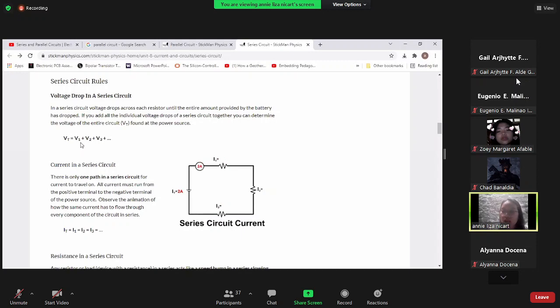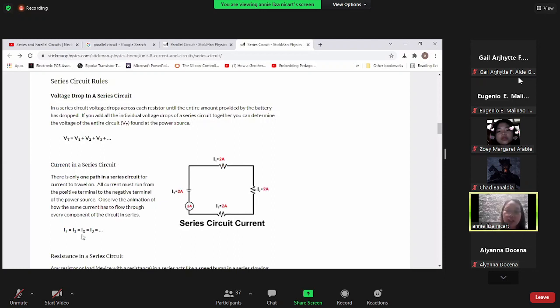V1 is the voltage drop in the first load. V2 is the voltage in the second load. V3 is the voltage in the third load. So when you add them all, this would be equal to the total voltage or the voltage supplied by the source. If the battery cell is 12 volts, then adding the voltage drops of each load will equal 12 volts.